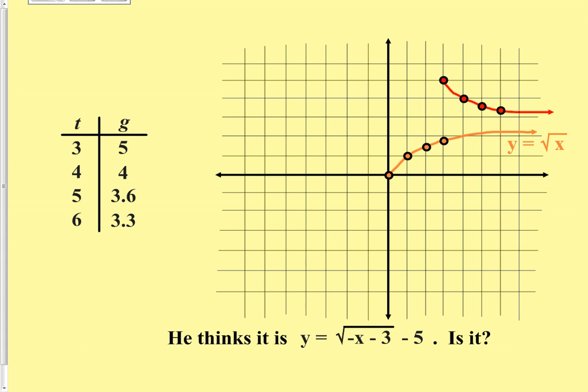Okay, now it says he thinks the equation is y equals the square root of the negative x minus 3 minus 5. We want to see if he is correct. So once again, we are comparing this graph to the parent function. Okay, so let's start again.